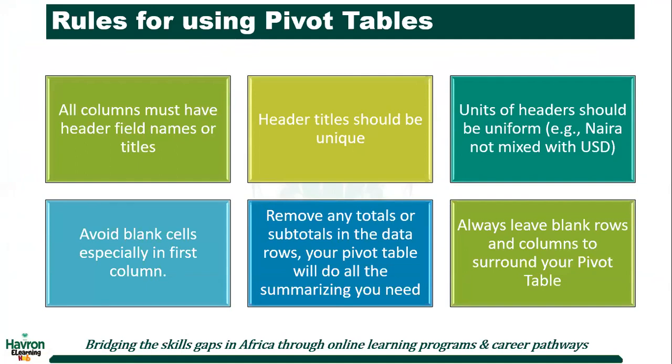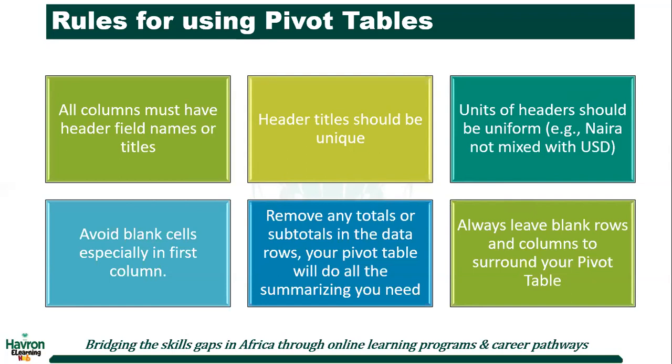Now, when you are looking at creating a PivotTable, you need to understand that all columns must have a header, a field name or a title. And those titles must be unique. You can't have name in column A and then name in column B. If you do that, you will run into trouble. So it's good that they are unique. So you can have full name on the first column, and then in the second column, you may have surname or something.